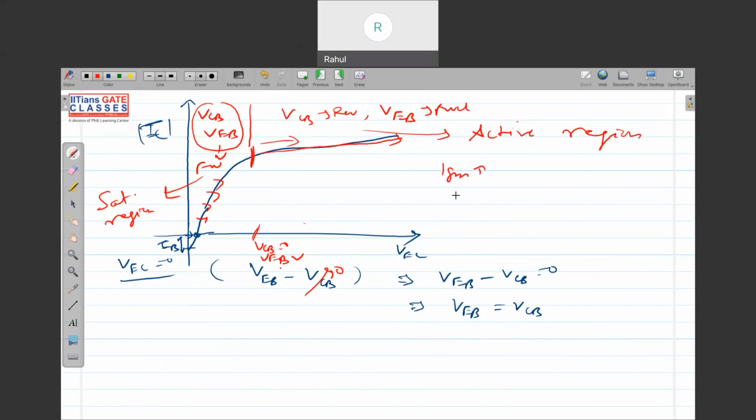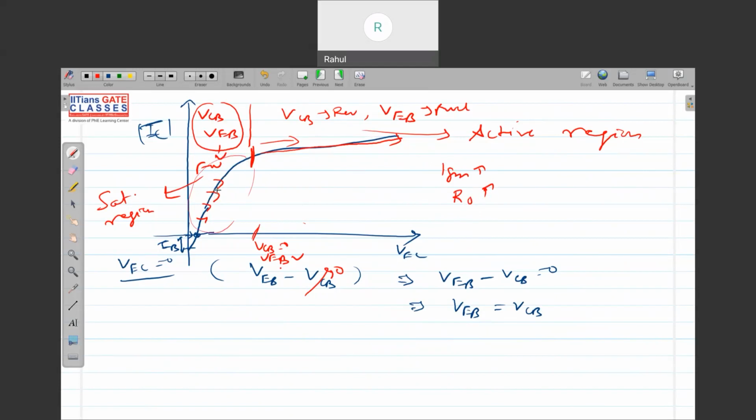GM is high, and the output resistance RO is also high. Since GM and RO give you your amplification factor, the amplification will also be more in the active region. In this region, RO is very low and GM also is very low. Here GM and RO both are low, so it is not useful for amplification because the transistor action is not taking place.